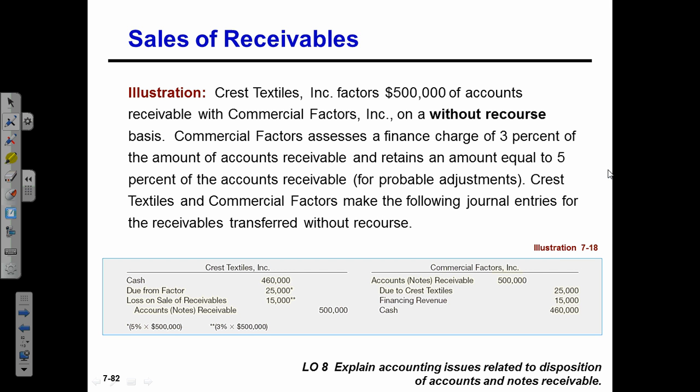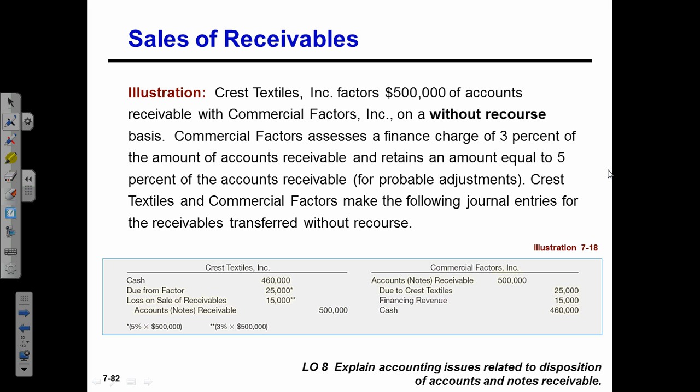What about if they collect less than 475? What do you think then? They have to assume the loss. They're still on the hook, aren't they? They gave me 460 and they're hoping to make 15, and they'll give me 25.